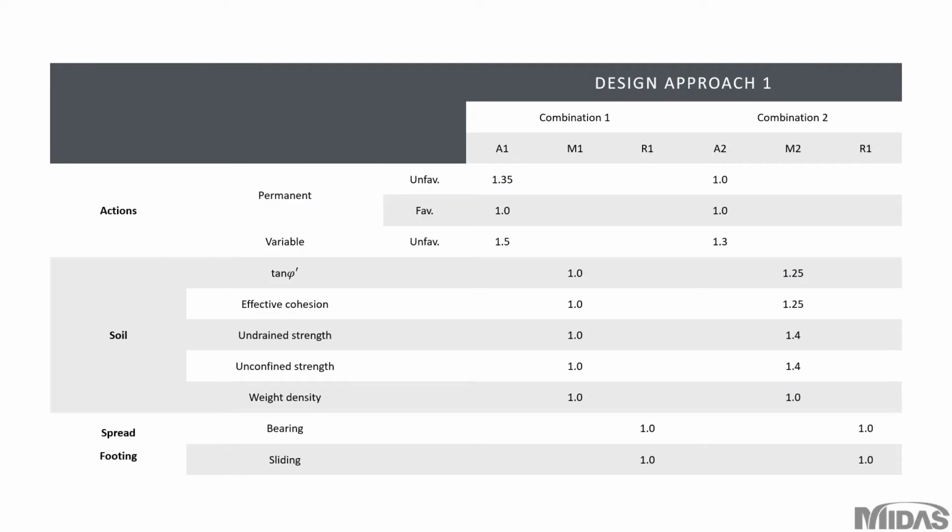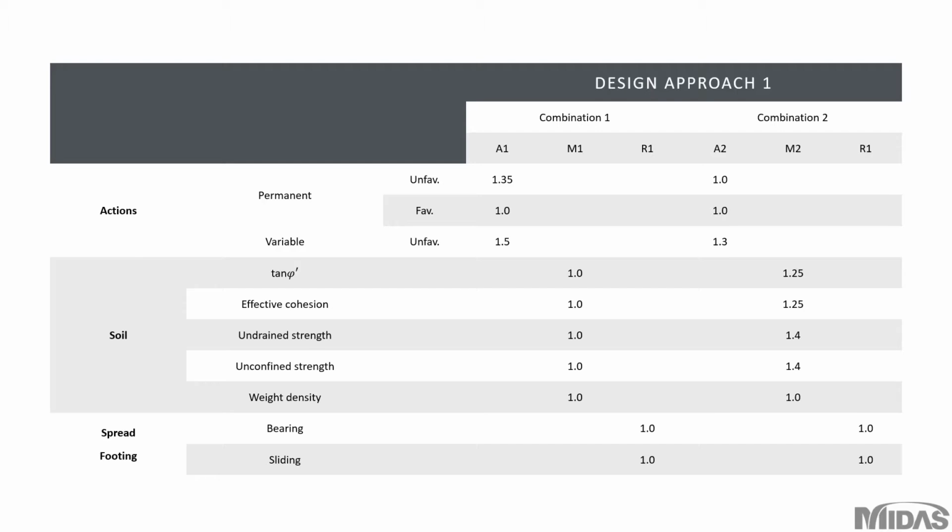Okay, so this is a table for your information, and there are partial factor values for DA1C1, which is design approach 1 combination 1, and DA1C2, which is design approach 1 combination 2. From my experience, I normally used DA1C1 and DA1C2 in my excavation projects. So I will talk about DA1C1 and DA1C2 in this session.